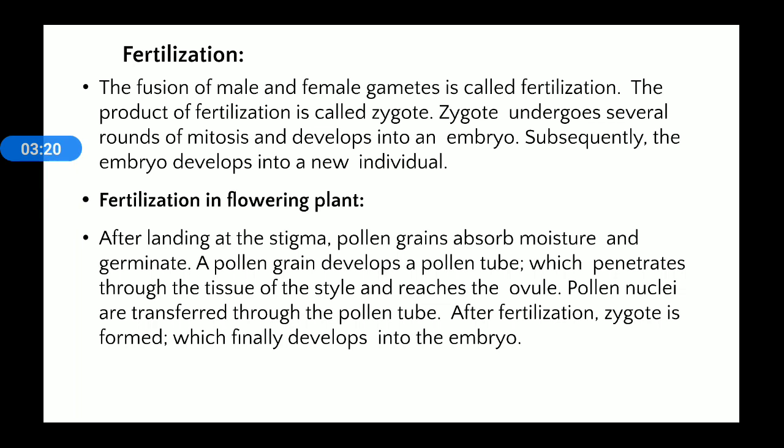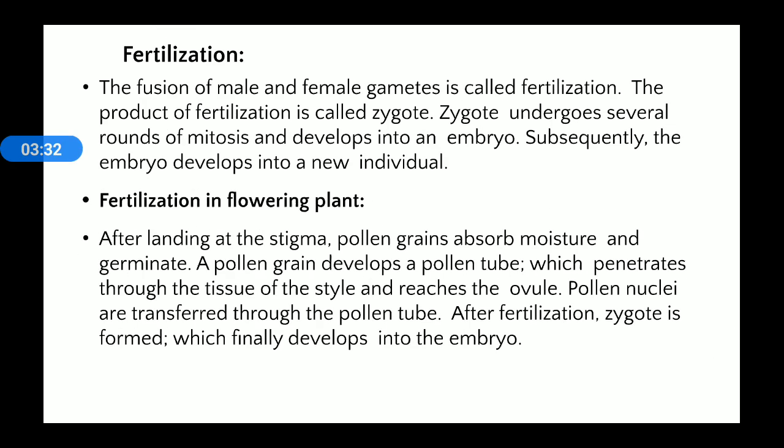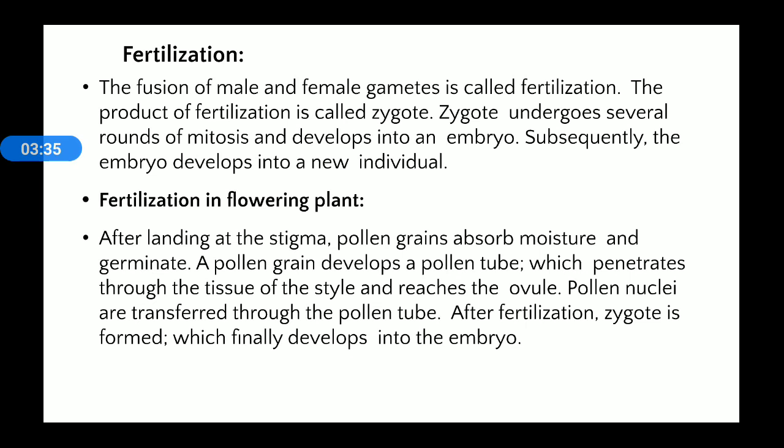The ovule is present inside the ovary, and when the pollen tube enters the ovule, the male gametes, or male nuclei, are transferred inside the ovule through this pollen tube. After fertilization, when the male nucleus or male gamete fuses with the female gamete present inside the ovary, a zygote is formed, and this zygote will finally develop into the embryo.